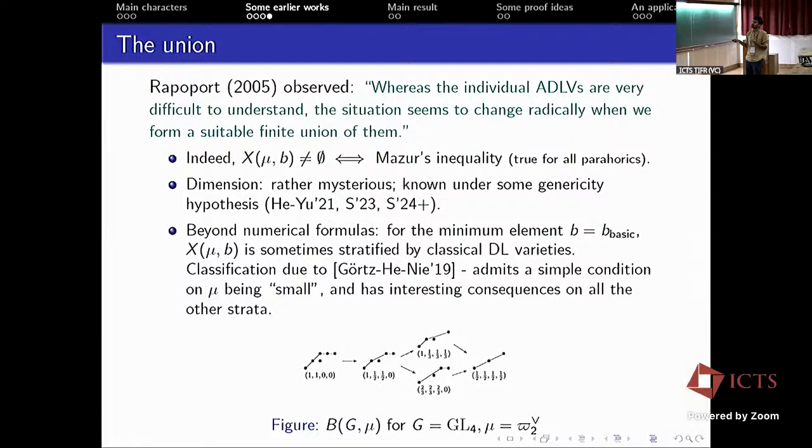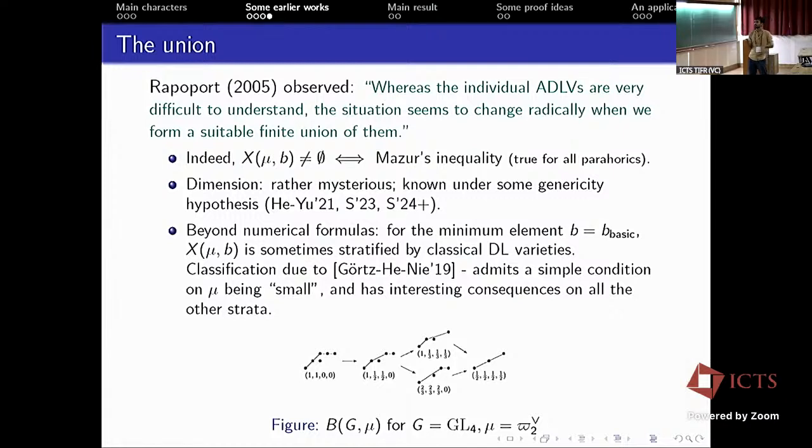So remember, I told you that B(G) has a partial order. The subset of B(G) that gives you non-empty union is called B(G, mu), that's the notation. And this is the partial order. So here I'm just drawing out whatever this B(G, mu) is, starting with mu to be the second fundamental cocharacter. And the arrow goes from larger to smaller, right? So it has often been observed that for the smallest element, this union seems to be stratified by some classical Deligne-Lusztig varieties. And it has been classified when that exactly happens, right?